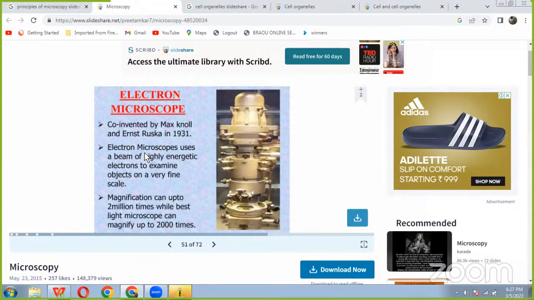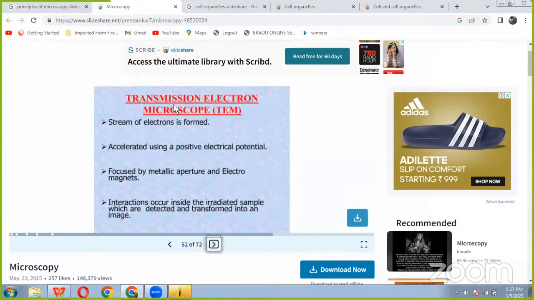With only a light microscope, they can see only some of the visible microorganisms. In the electron microscope, magnification can go up to 2 million times, while the best light microscope magnifies up to 2000 times. What is the transmission electron microscope? TEM. There are two main types.